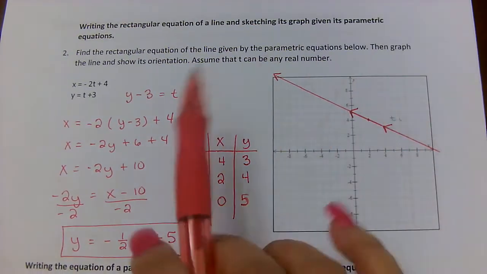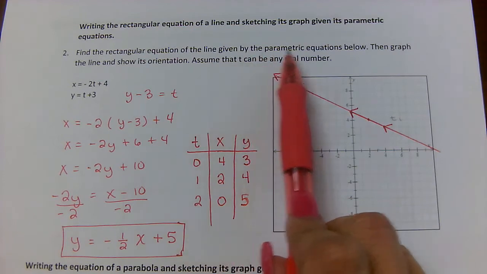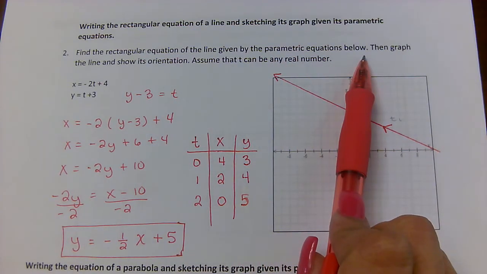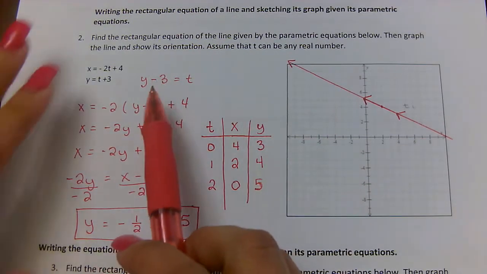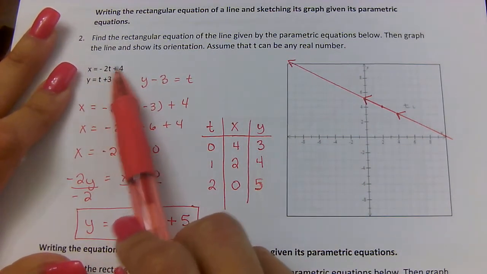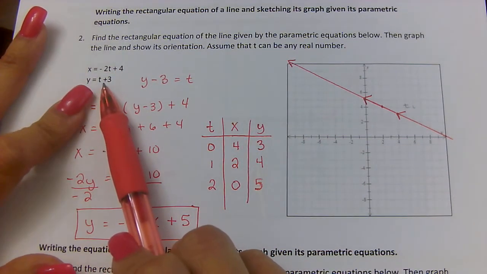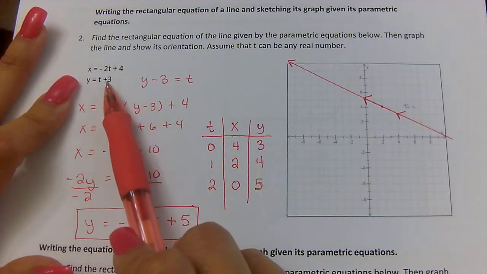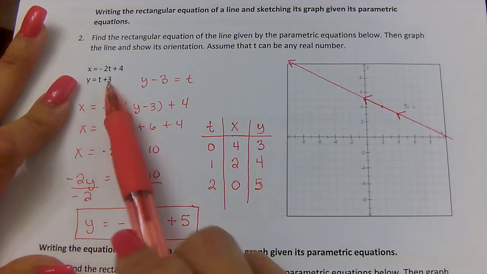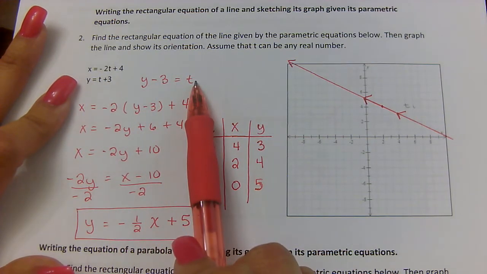Number 2 says to find the rectangular equation of the line by giving the parametric equations below. We're going to graph the line and then show the orientation. So the first thing I'm going to do is I'm given two of these equations. I'm going to solve for t. I chose to solve for t in the y because it was going to be easier and not a fraction. So subtract 3 from both sides, I get y minus 3 is equal to t.